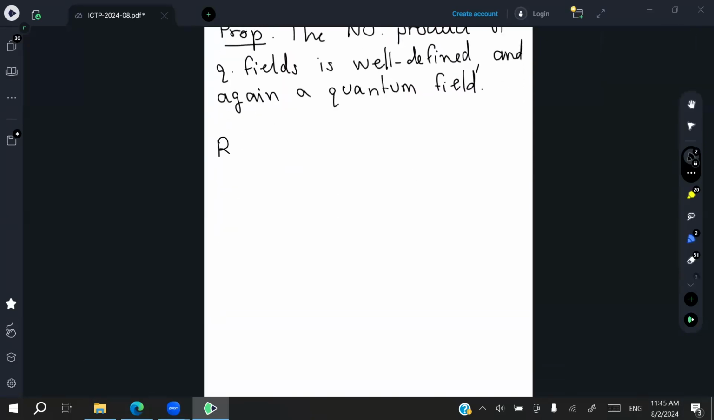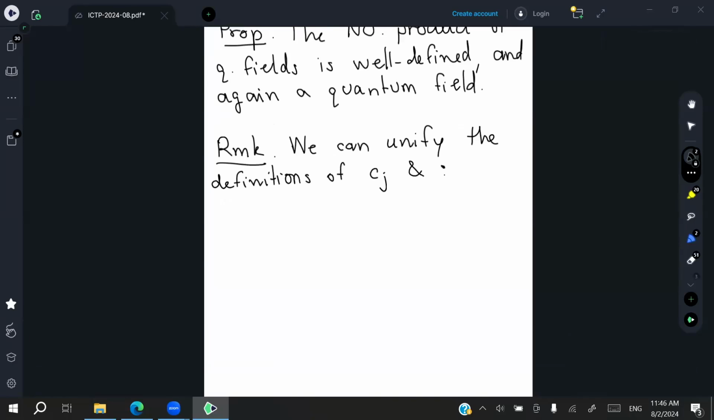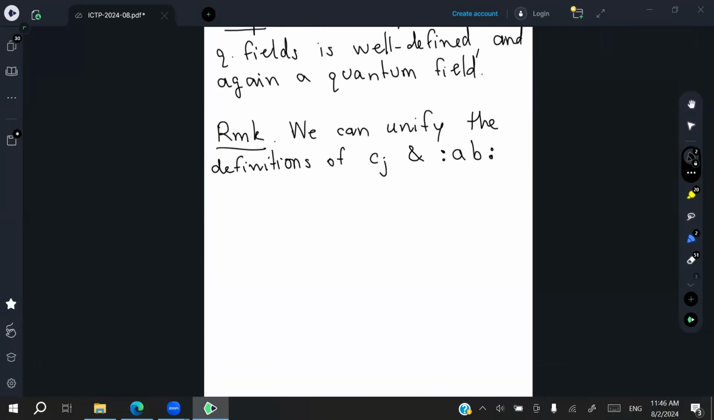Make a remark, that we can unify the definitions of C_j and AB. As always, the tendency is to try and remove these formal variables from consideration. We defined, for example, A(z) as this formal series, a quantum field. We want to start writing A instead of A(z) and think of this as a single object, and then talk about these coefficients C_j as being defined as a product of A with B. And similarly, we have the normally ordered product of A with B, which is another quantum field.